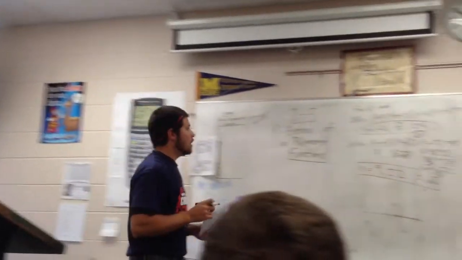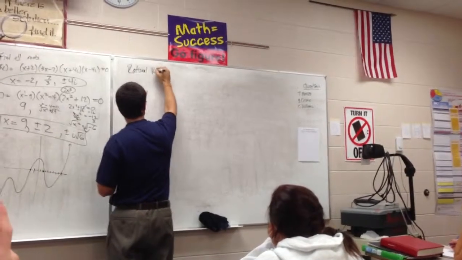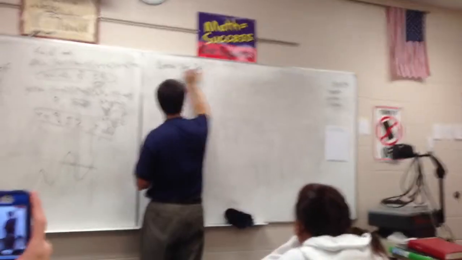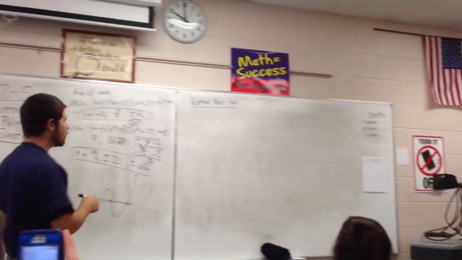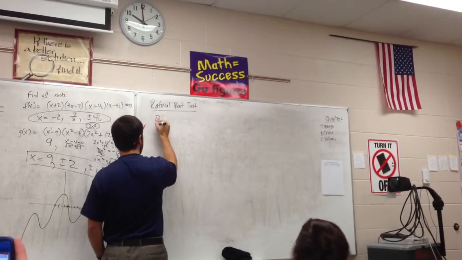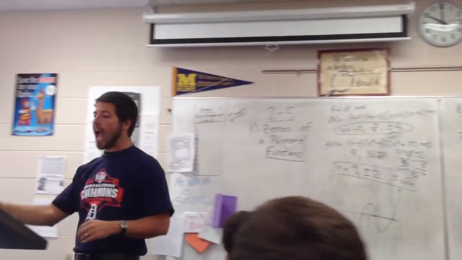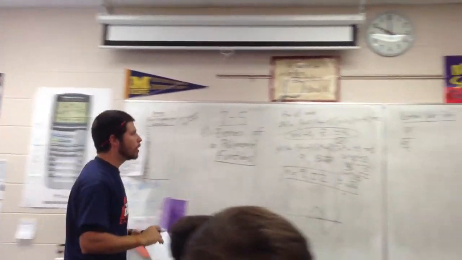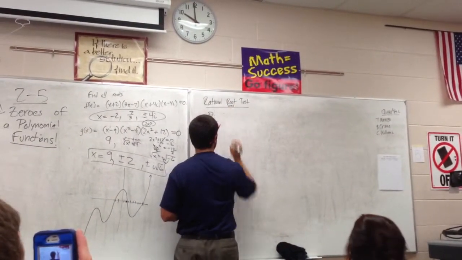Now, let me give you some more complicated functions here. I want to talk about the rational root test. Listen to this very closely. I'm going to explain to you where all this thing comes from. What we're going to do is we're going to do P divided by Q. This is a rational number, or what your book might call the rational zero test. It's the same dang thing, folks.